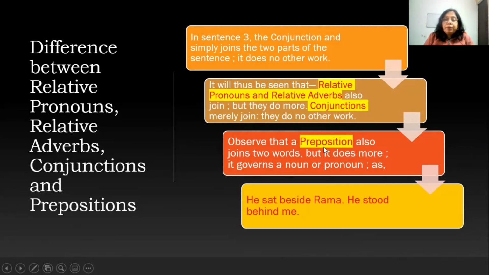Now observe that a preposition also joins two words, but it does more work. It governs a noun or a pronoun. That means it does the function of a preposition. Like in the sentences given below: He sat beside me. Beside is the preposition. He stood behind me. Behind is again a preposition.